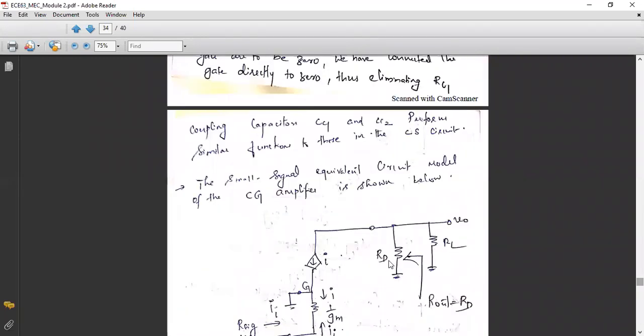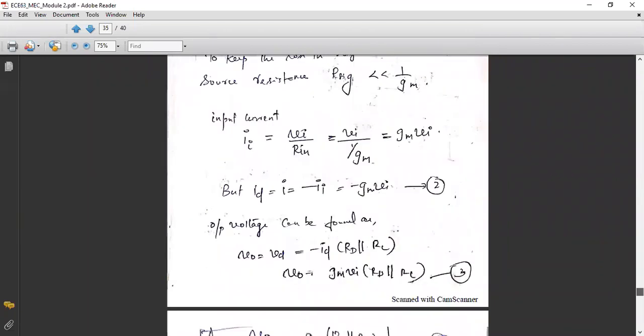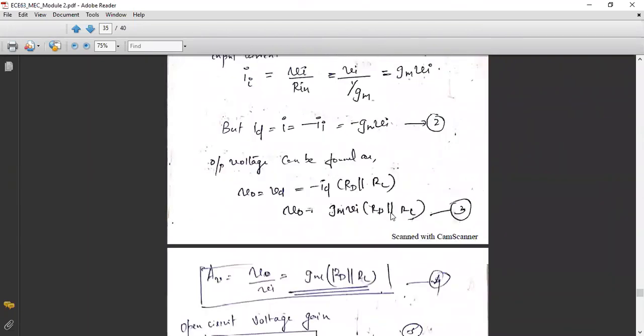At the drain you have Rd and RL, right? These two are parallel to each other. So what is the total resistance here? The total resistance is Rd parallel RL. So you put Rd parallel RL here. And what is Id? Id is minus gm into Vi. So this minus and this minus will become positive. So the answer will be gm Vi into Rd parallel RL. This is the equation for Vo.